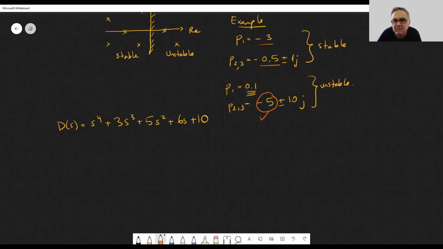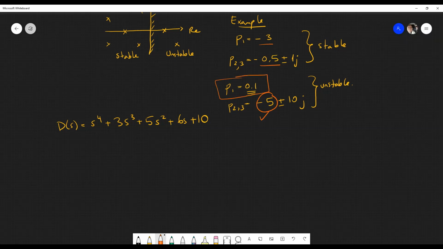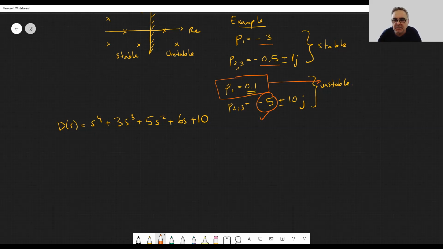This is the problem one. Oh, okay. Thank you. The poles should not have positive real parts. They should have all negative real parts, okay? Thank you. Okay.